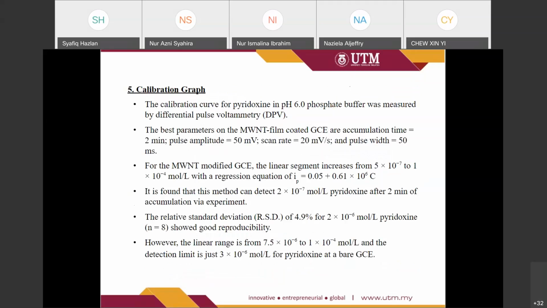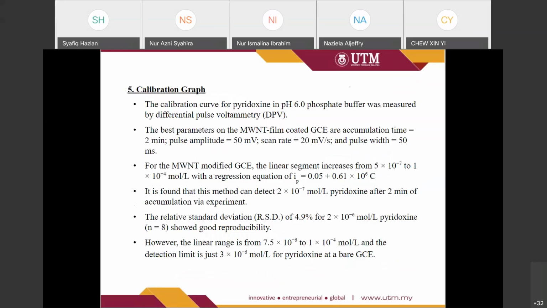For the calibration graph, the calibration curve for pyridoxine in pH 6.0 phosphate buffer was measured by differential pulse voltammetry. The base parameters on the multi-wall carbon nanotube film-coated glassy carbon electrode are 2 minutes of accumulation time, 50 millivolts of pulse amplitude, 20 millivolts per second scan rate, and also 50 milliseconds of pulse width.